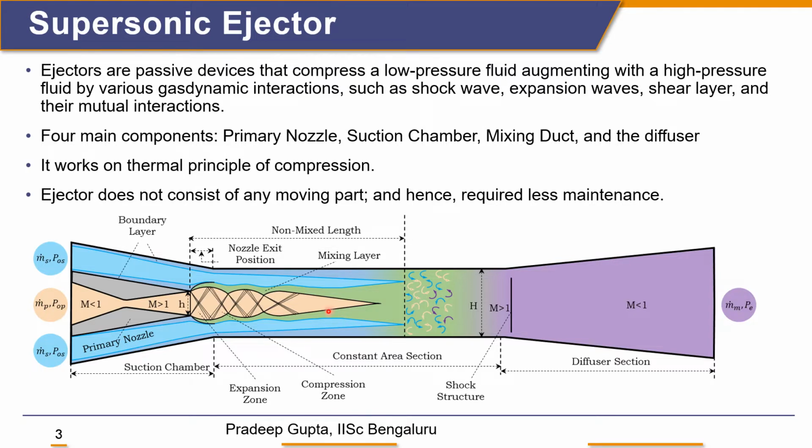Here the primary flow is supersonic and the secondary flow would be subsonic or sonic based on the operating condition. The mixture of these two fluids would then be either supersonic or subsonic, based on which the ejector operation is classified into two different regions called the critical flow region and the mixed flow region. That will be explained in the further slides. Overall, the work of the ejector is to compress the low pressure fluid with the help of the high pressure fluid to an intermediate pressure.